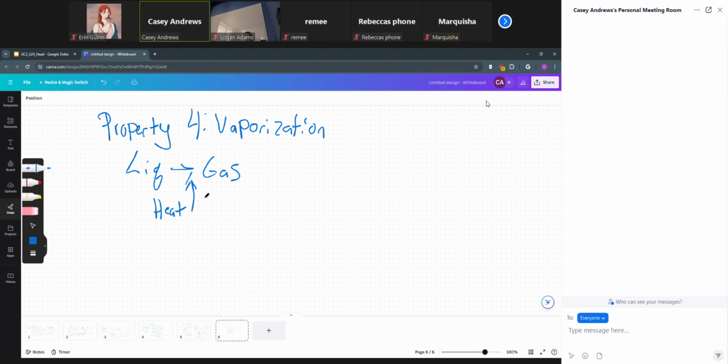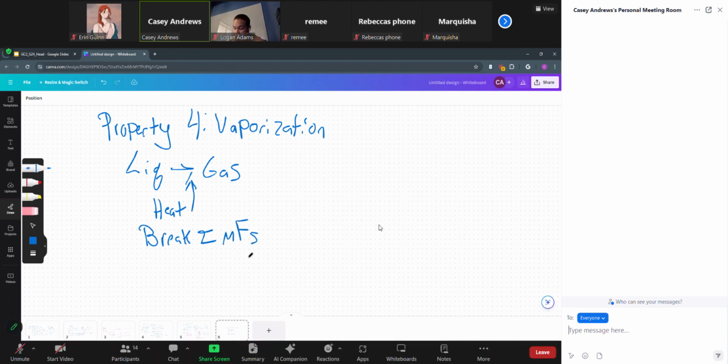So if I'm putting heat in to make a gas, am I breaking intermolecular forces or am I forming intermolecular forces? Yeah, you have to break them, right? That's what heat does. Just like when we talked about viscosity, more temperature means it's easier to break IMFs. Okay, so when it comes to vaporization, we want to remember those two things. I have to put heat in because I need to break intermolecular forces to make a gas.